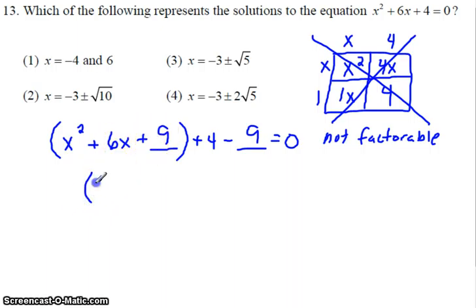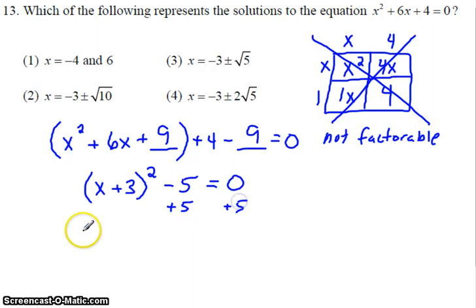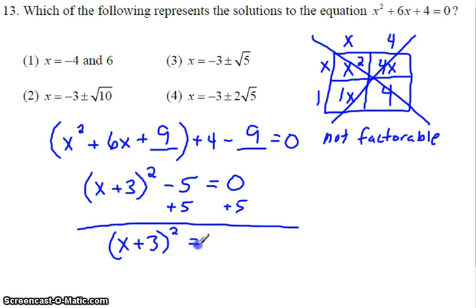So this is going to be x plus 3 squared. And 4 minus 9 gives you minus 5. This all still equals 0. And this is going to kind of go where one of the previous questions we just did. If we want to solve this, I'm going to add 5 to both sides. I get x plus 3 squared equals 5. And remember how we solve this. We take the square root. And when we take the square root, we get plus or minus.